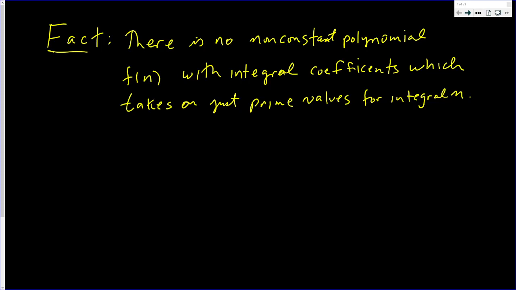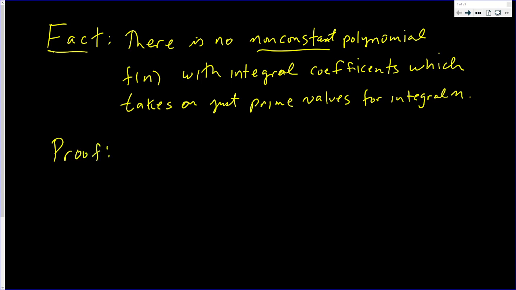In fact, there is no non-constant polynomial f of n with integral coefficients which takes on just prime values for integral n. That is, there is no function f of n such that f of any integer is always a prime.